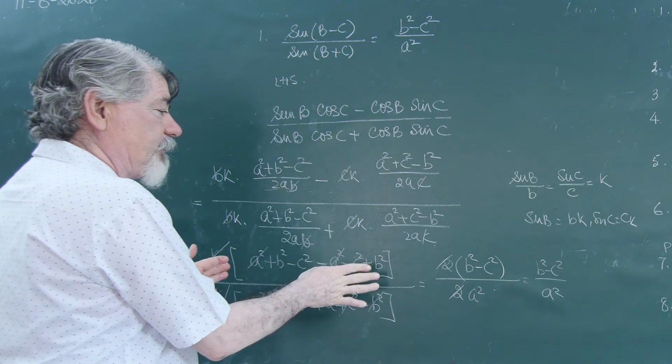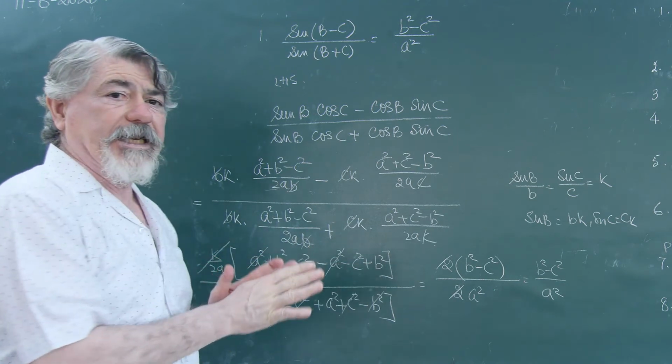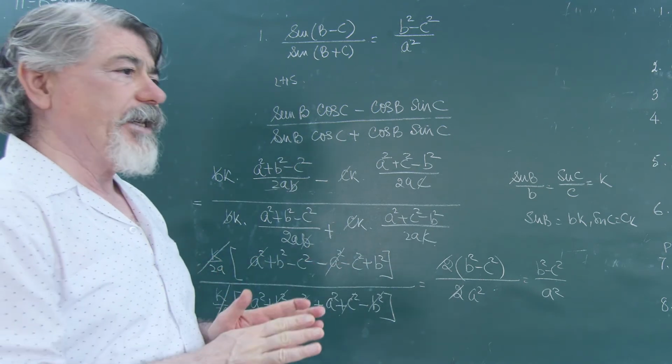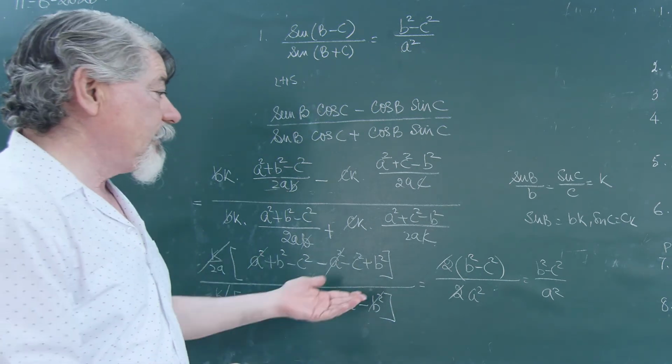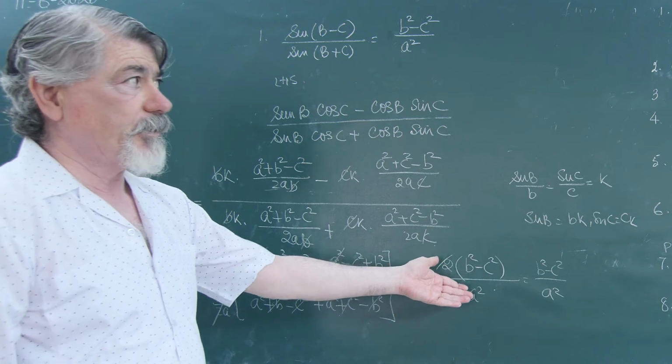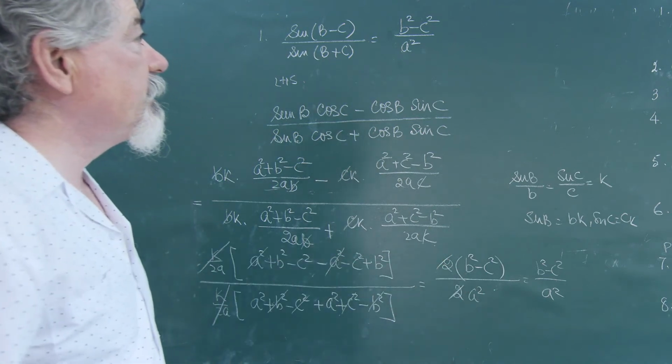Then it is plain algebra. We took out common, we cancelled whatever we had to cancel, we added and subtracted, and whatever we could cancel, we cancelled out, and finally we got the answer as what we wanted. Now let us see question number 2.